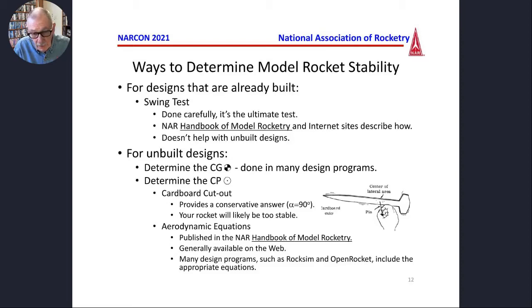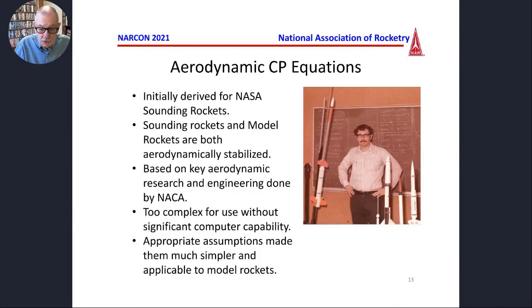They required a lot of fairly sophisticated mathematics. But it turns out that with some simplifying assumptions to apply those to model rockets, you could actually do that. And we were able to simplify the very complex equations, and that allowed us to have those same equations in simplified form available for model rockets.